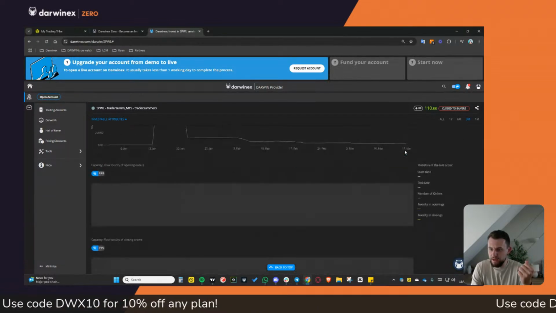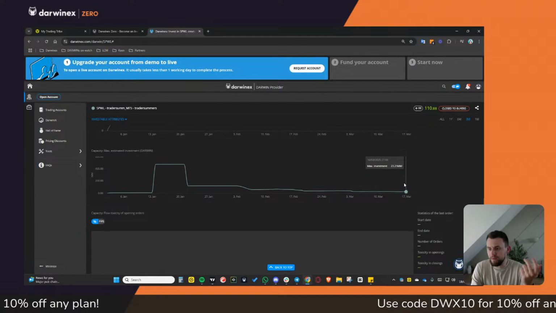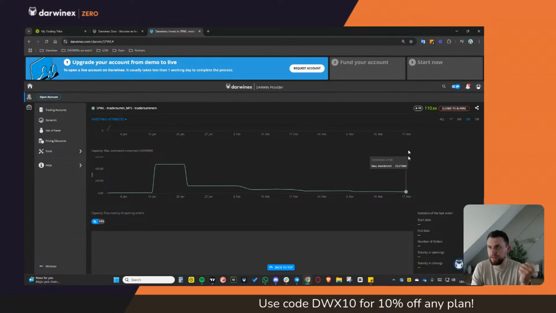So I was just going to check Rob's capacity because he's swing trading. Generally it's higher for swing traders. Max investment 23 million. Okay, fantastic.